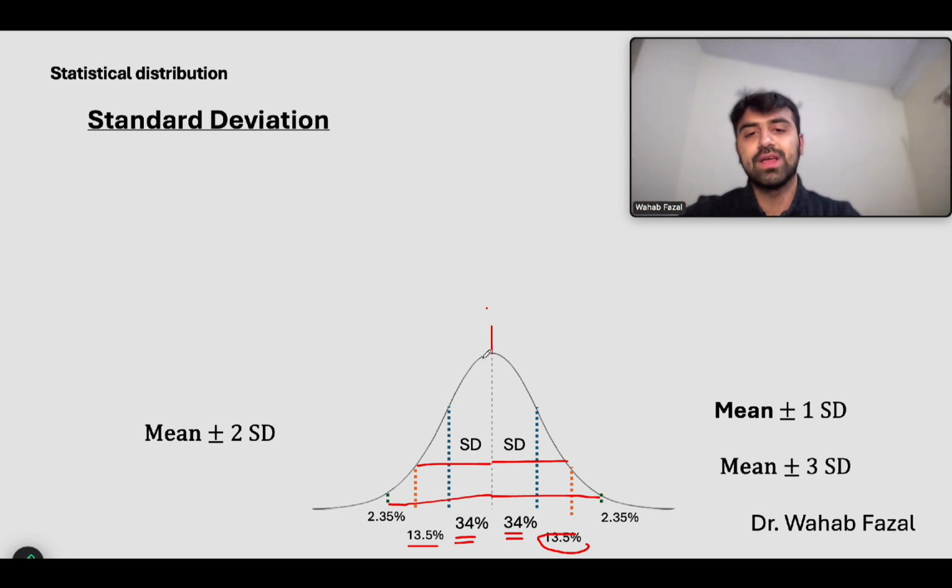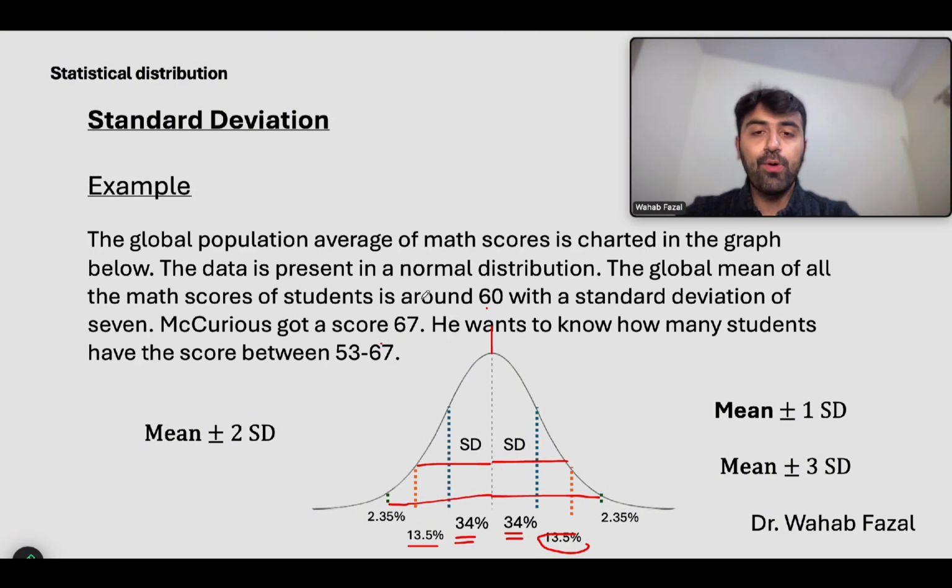Let's solve a question together. This is the type of question that usually comes in your exam. The global population average of math scores is charted in the graph below. The data is presented in a normal distribution. Like we say, it's a bell-shaped curve which is symmetrical on both sides. The global mean of all the math scores of students is around 60. So that's the mean, 60, with a standard deviation of 7.